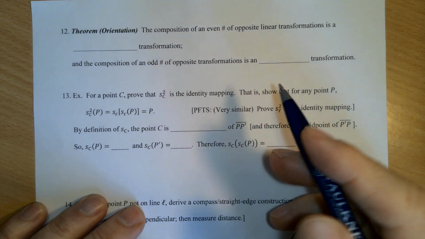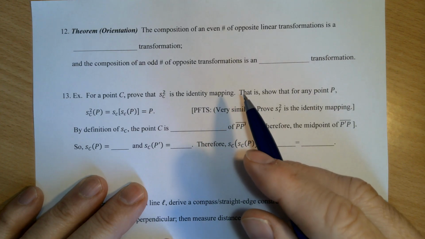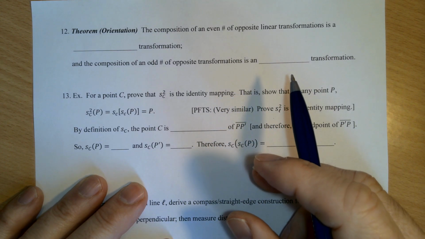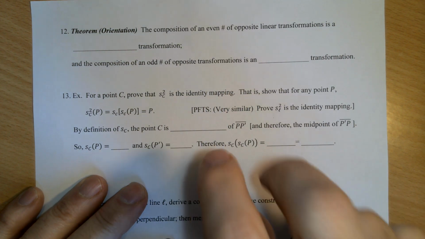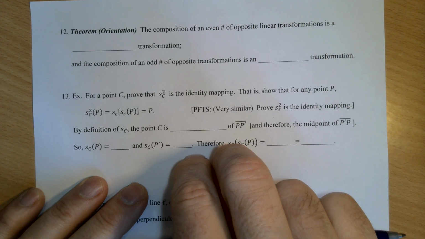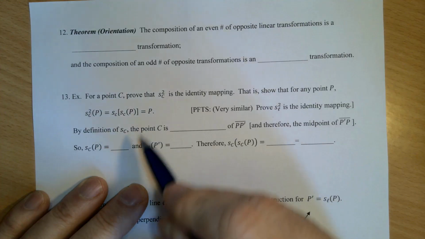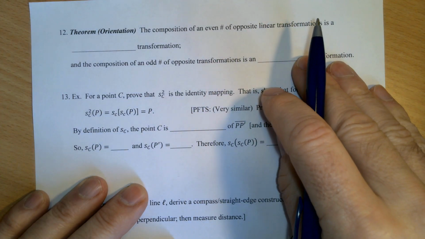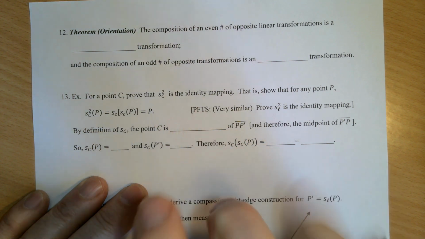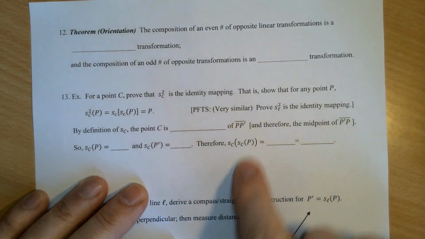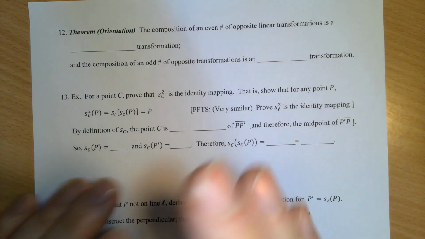Well, recall in the previous video, we talked about a direct linear transformation versus an opposite linear transformation. If it's direct, it would take a triangle, and the orientation of the vertices, if it were going clockwise around A, B, C, it would maintain it. That would be direct. An opposite transformation would take the triangle from one direction to the other direction. It's like it flipped it over.